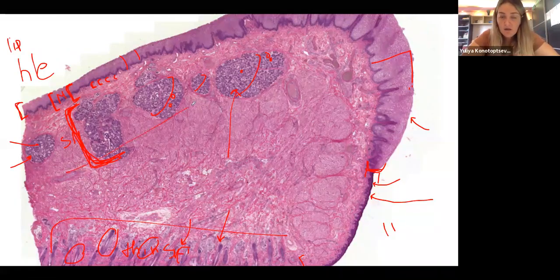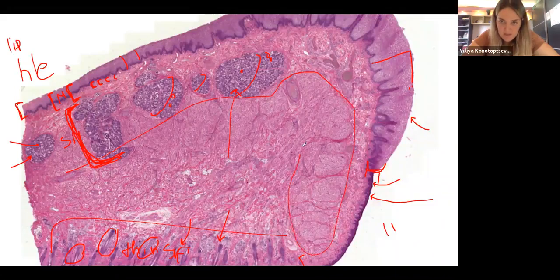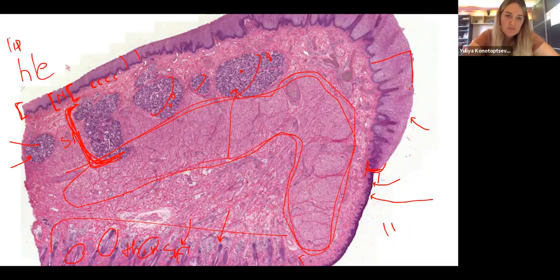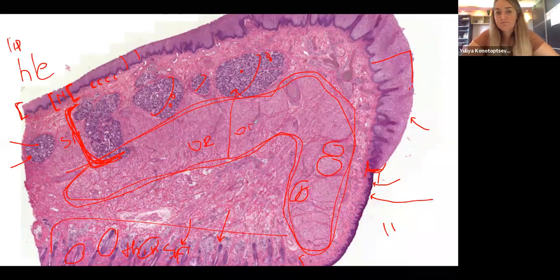Inside of the lip here, we can see a big muscle. I'm trying to outline it for you. So this is a big muscle right here. With this magnification, I know this is a muscle because those are the skeletal muscle bundles. They're very nicely visible right here. So this muscle right here is, of course, the orbicularis oris muscle.